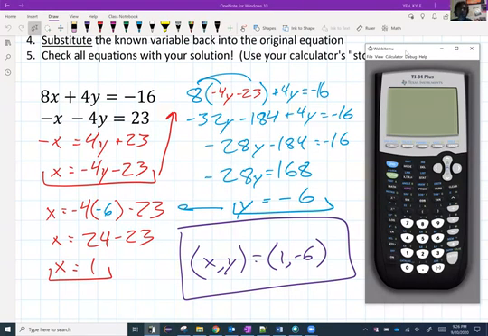Hey guys, I wanted to make a quick video to show you one of the cool things you can do with a graphing calculator to help you check your answers, be sure you got something right algebraically, and using the calculator to plug values in.